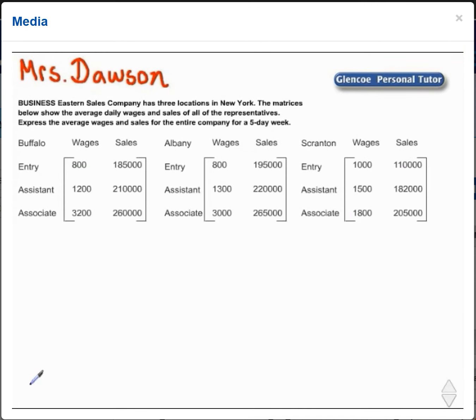Eastern Sales Company has 3 locations in New York. The matrices below show the average daily wages and sales of all of the representatives. Express the average wages and sales for the entire company for a 5-day week.